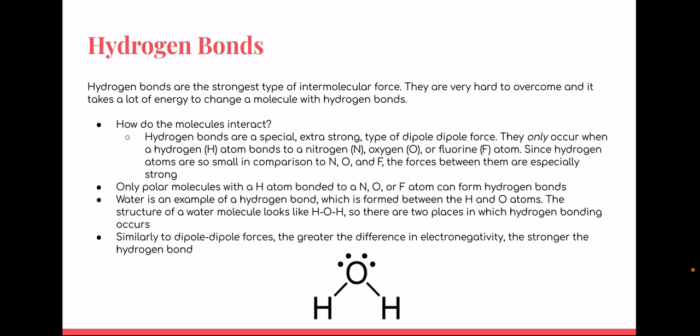Again, only polar molecules with an H atom bonded to a N, O, or F atom can form hydrogen bonds. Water is a great example of a hydrogen bond, which is formed between the H and O atoms. As you can see at the bottom, the structure of the water molecule looks like an H bonded to an O bonded to an H. So there are two places in which hydrogen bonding occurs. Similarly to dipole-dipole forces, the greater the difference in electronegativity, the stronger the hydrogen bond.